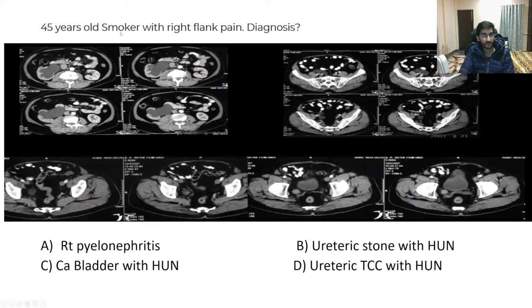A 45-year-old smoker with right flank pain, diagnosis? On the right side you see hydronephrosis, the kidney is thinned out with cortical thinning. As you go down and trace the ureter, it is dilated, dilated here also, and here also. But you see a polypoidal lesion here, a polypoidal enhancing lesion which is filling the lower ureter. The diagnosis was ureteric TCC, transitional cell carcinoma, with proximal hydronephrosis. The bladder was normal, there was no stone, there was an enhancing mass within this distal ureter.